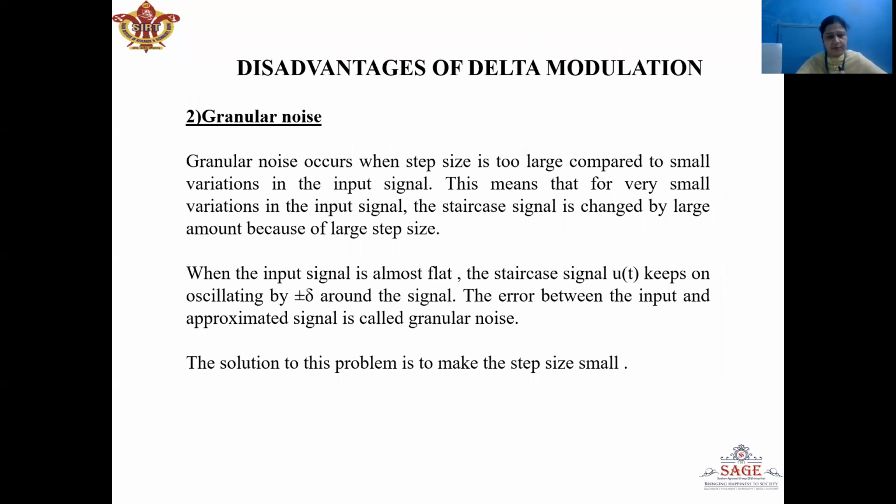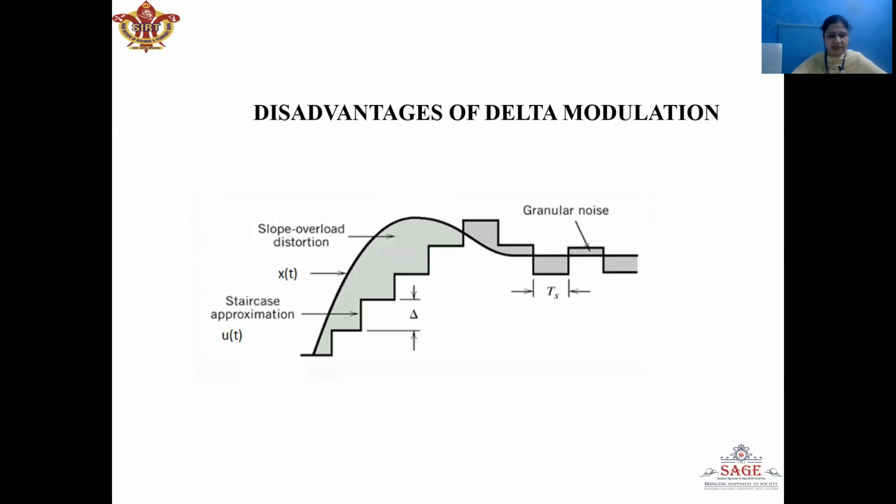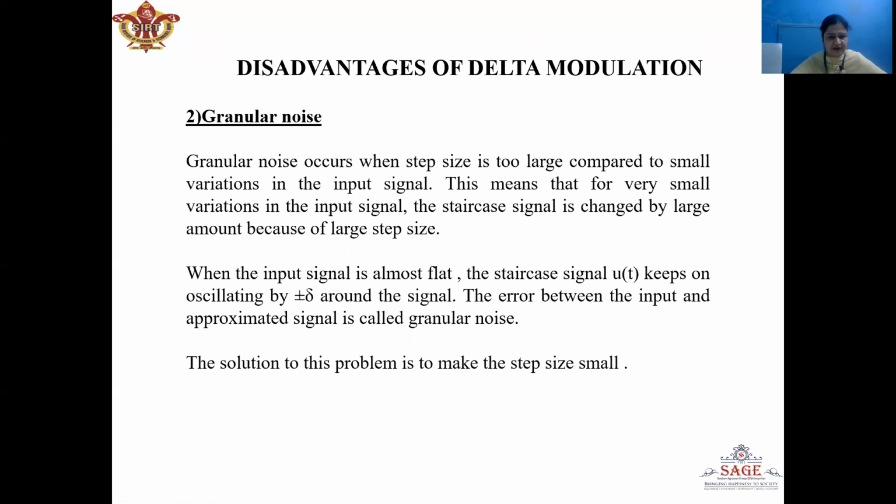Now, another disadvantage of the delta modulation system is granular noise. Granular noise occurs when the step size is too large compared to small variations in the input signal. Now here we can see that in this portion of the signal, there are very small variations in the input signal, whereas the approximated signal changes its amplitude by delta unit after every Ts. So the input signal is almost flat, whereas the staircase signal keeps on oscillating by plus minus delta around the signal. Thus there is an error between the input and the approximated signal, which is called granular noise. The solution to this problem is to make the step size very small, so that the error between the input and the approximated signal can be reduced.